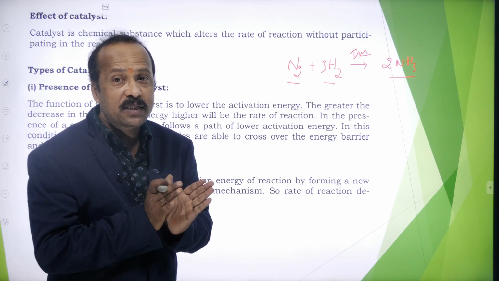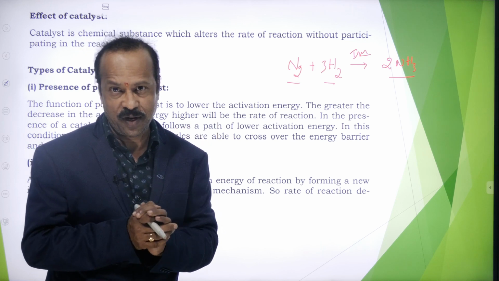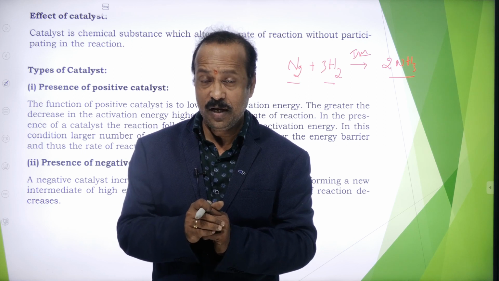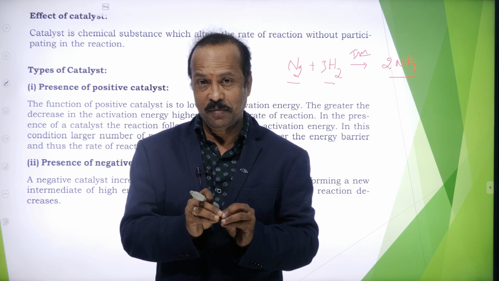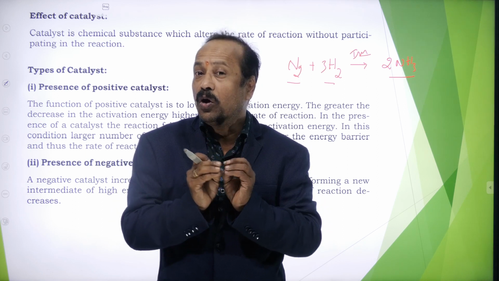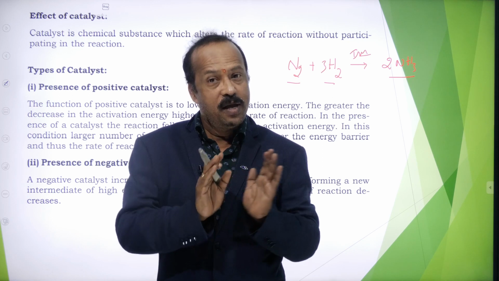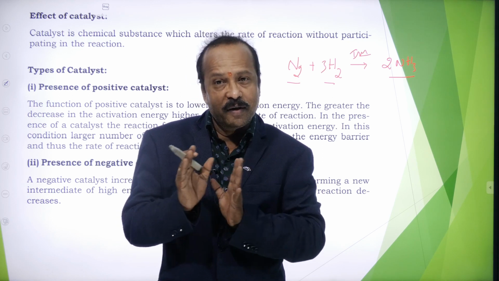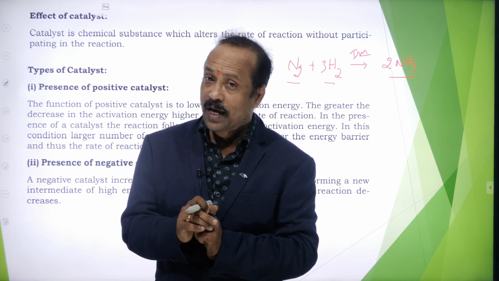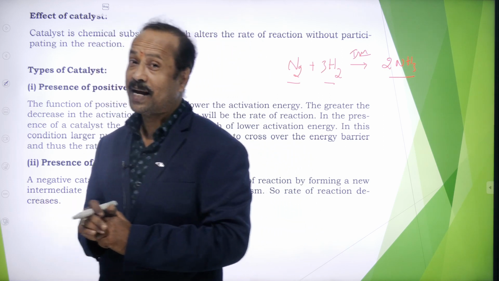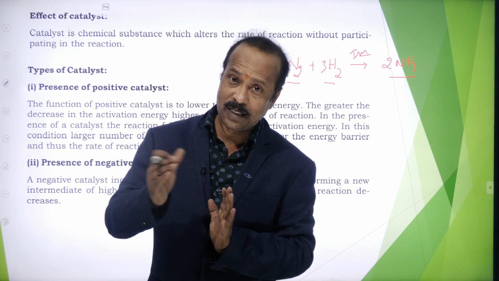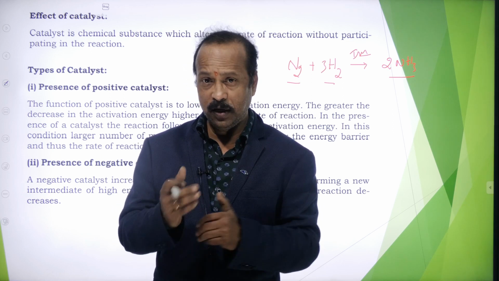So such substances which speed up the rate of reaction are called catalysts. Catalysts are added to the chemical reaction. They just promote the rate of reaction, but they do not get involved in the formation of products from reactants. Clear? So they are called catalysts. Generally a catalyst helps to speed up the reaction.